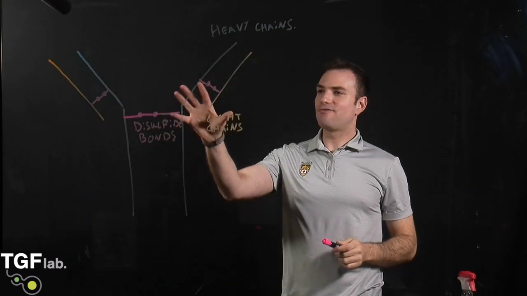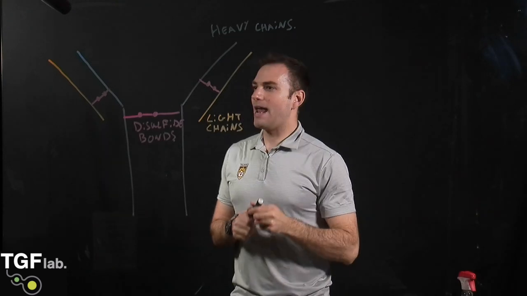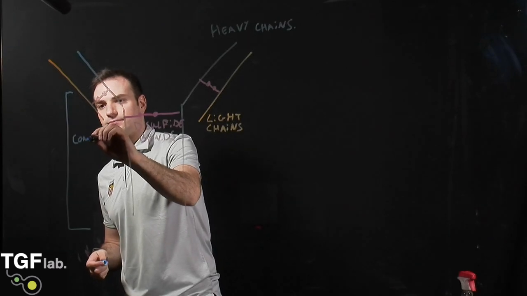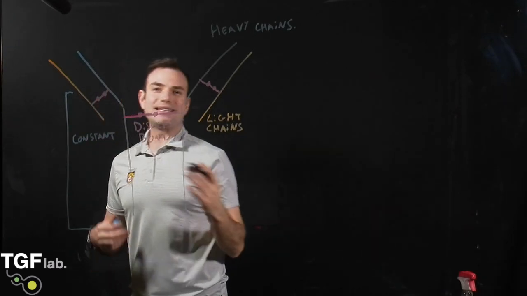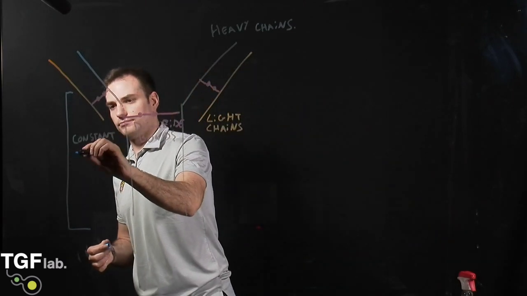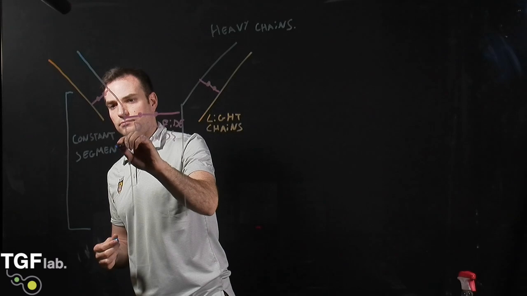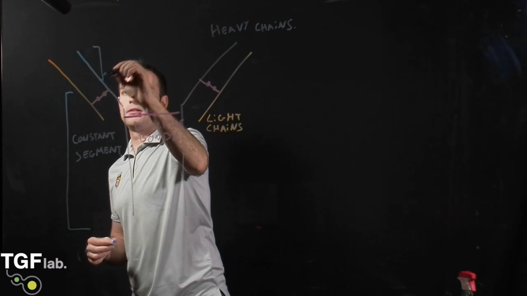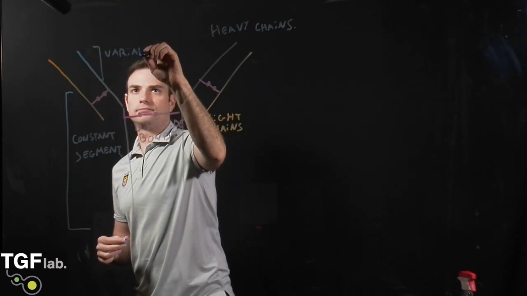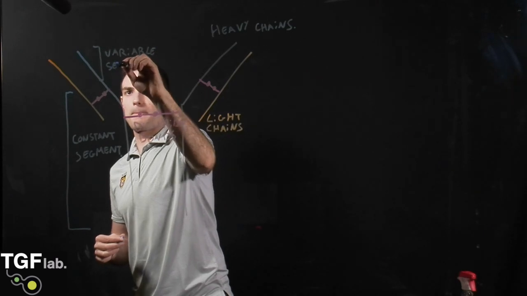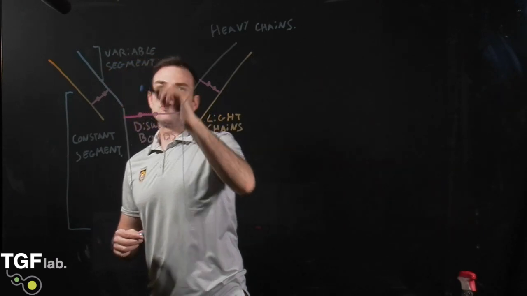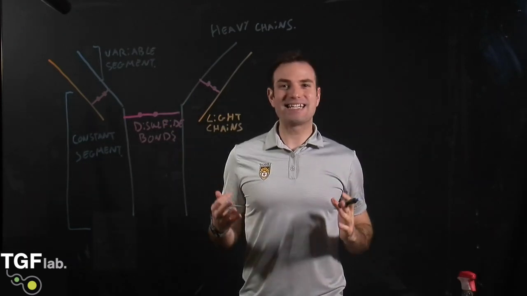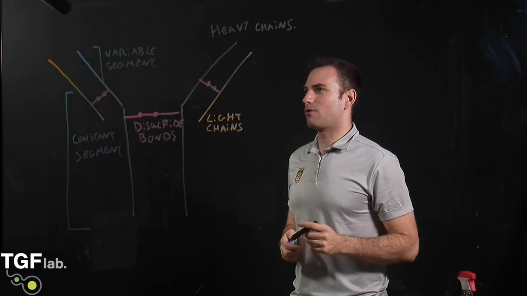So the antibodies have two different segments. An antibody has here this constant segment that is going to be the same regardless of the infection. And an antibody is also going to have here a variable segment. This variable segment is going to be very specific for different antigens depending on the type of infection that we have in our bodies.